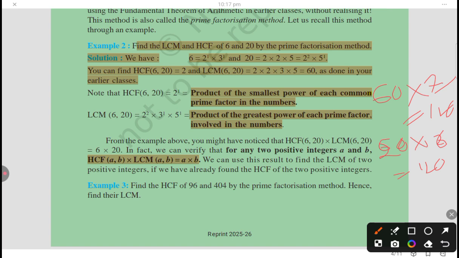Similarly, find the example 3. Find the HCF of 96 and 404 by the prime factorization method. Hence, find the LCM.